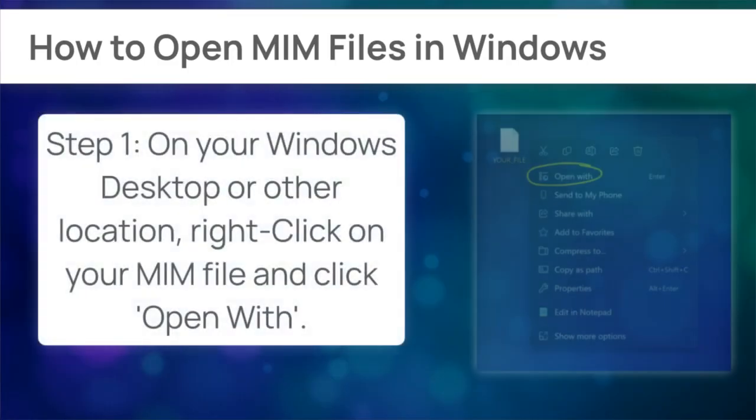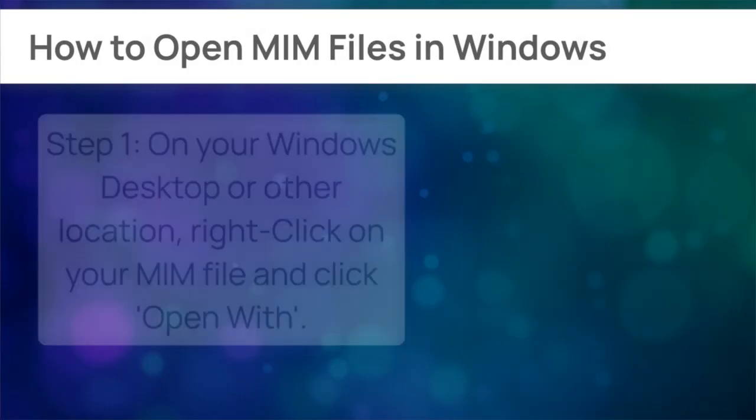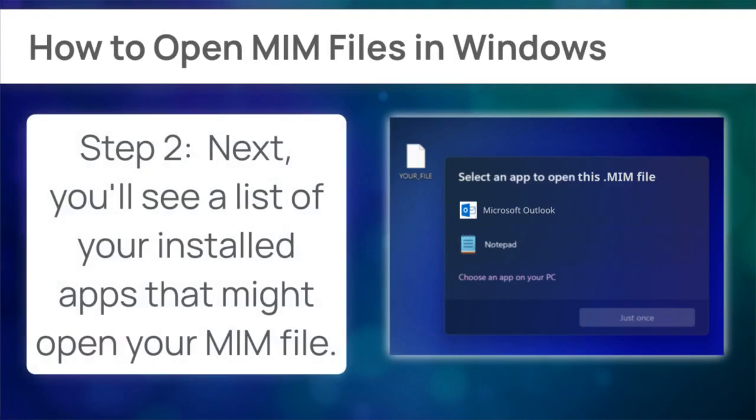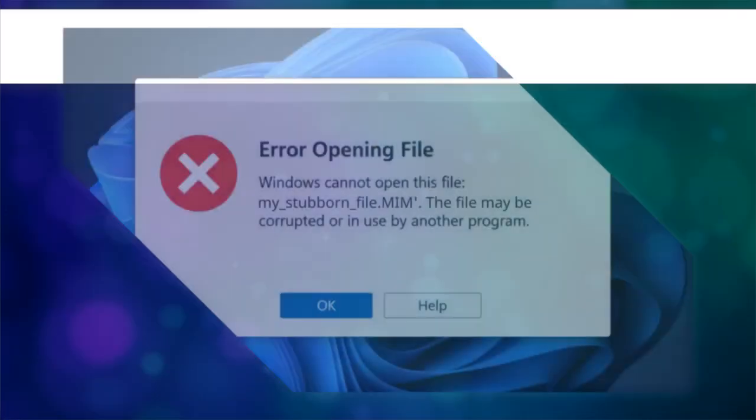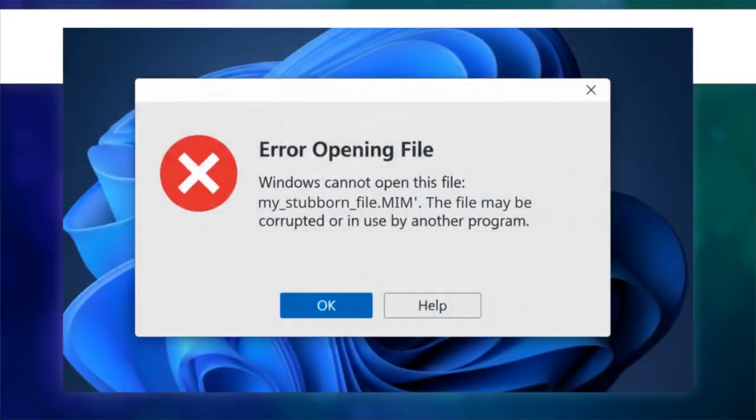Open the menu by right-clicking your MIM file and choosing Open With. Try Microsoft Outlook first. If it's absent, select another program. This trial and error process is essential for troubleshooting. If the MIM file is still giving you trouble, relax.